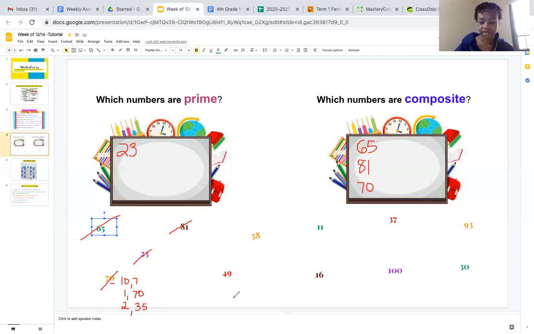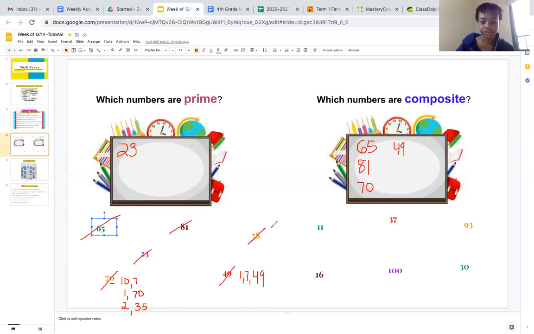And let's keep going. 49, that's knowing your basic multiplication facts. So 7 times 7 is 49. So that's already 7, 1, and 49. That's more than 3. So this is composite. So let's go 49 here.